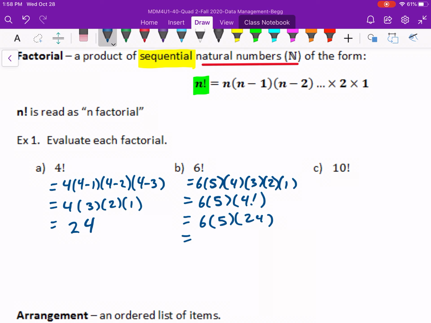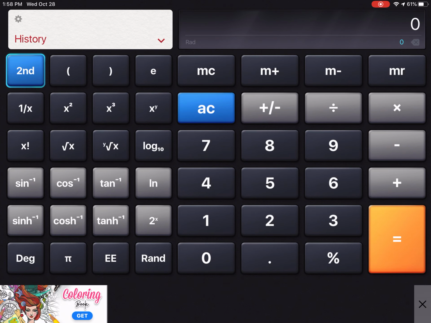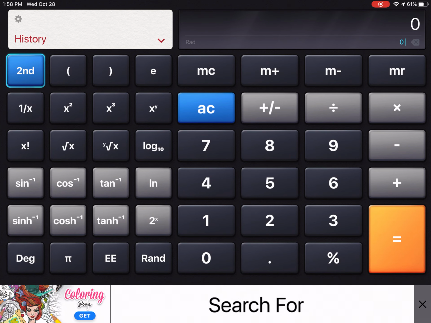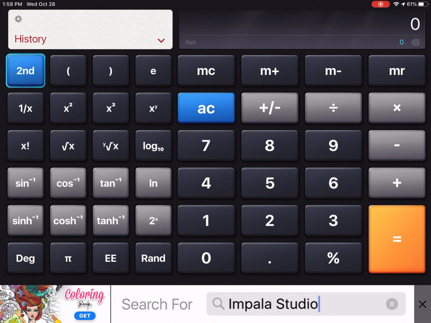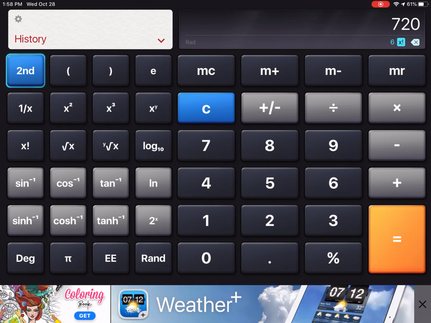And, you know, just mentally I could go, okay, 5 times 24 is 120, times 6 is 720. You know, that's not the only way to do it, of course. It's not even a logical way to think about it under normal circumstances, but I'm trying to point out that they're equal. So if I go 6 factorial, yep, that's equal to 720.